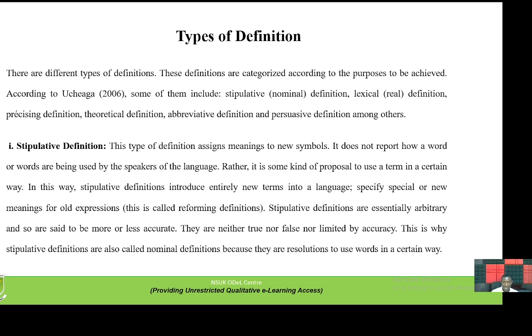In this way, stipulative definition introduces entirely new terms into a language. They also specify special or new meanings for old expressions. This is called reforming definitions. So stipulated definitions are essentially arbitrary and so are said to be more or less accurate. They are neither true nor false, nor limited by accuracy.